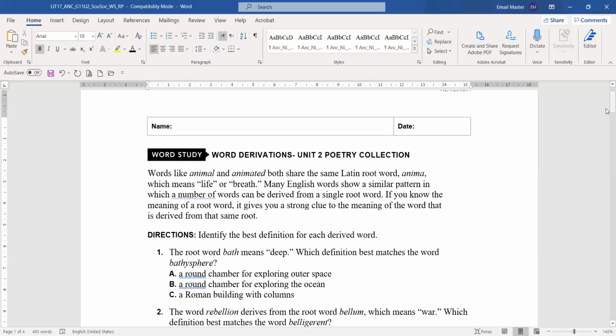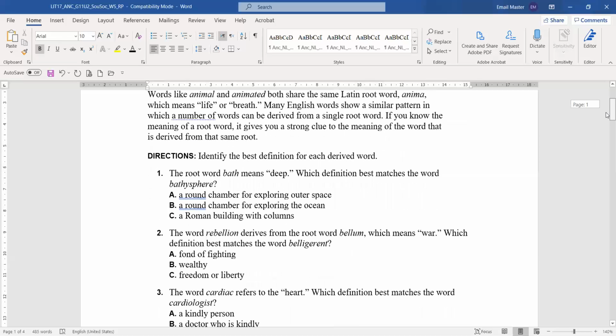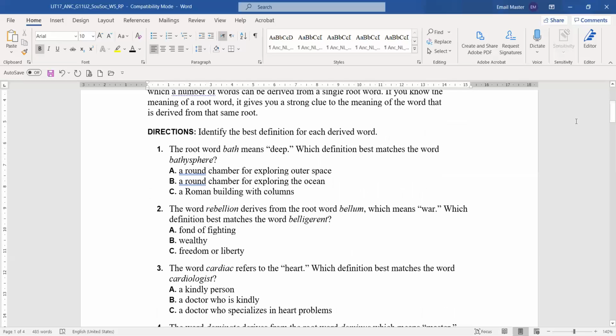Now we're going to look at some words and we'll identify the best definition for each derived word. So the root word bath means deep. Which definition best matches the word bathysphere? So if it's deep, where do we go deep? In the sea or in the ocean. So we can say it's B, a round chamber for exploring the ocean.